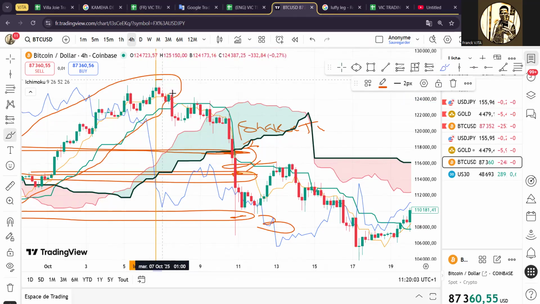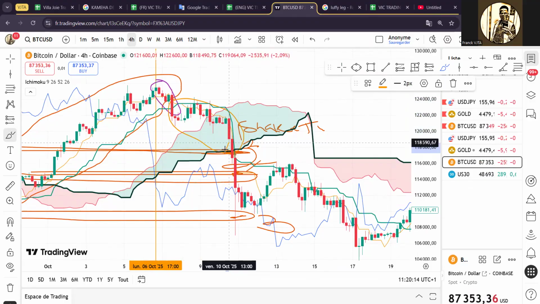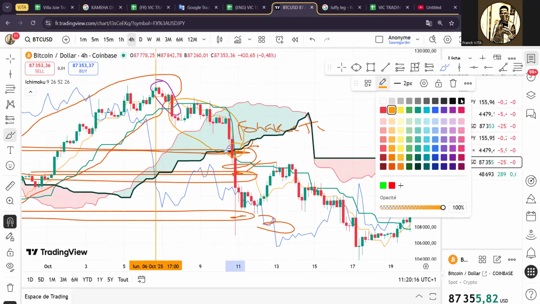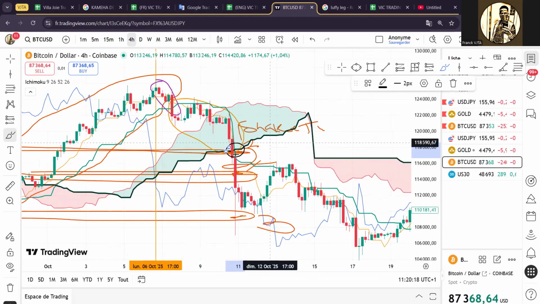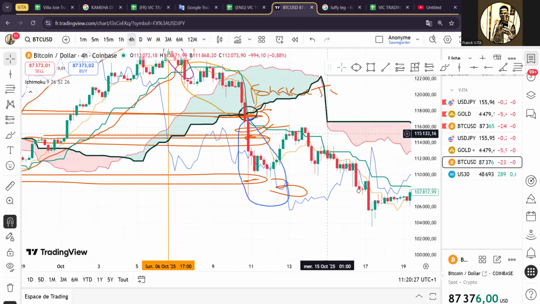Let me draw it like this on 4 hour. You can actually say on 4 hour that this is the origin. This will be the reversal, and this will be a non-existing transition. This is now the beginning of the new trend. You get what I mean?